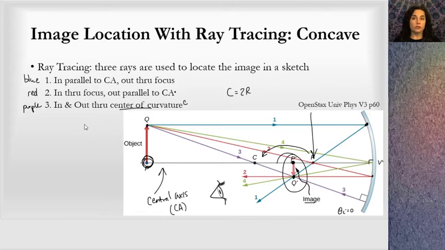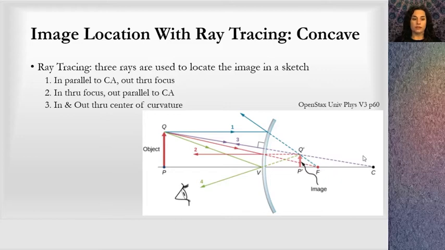These 3 rays are going to be the same for the convex lens, but because the focus and the center of curvature are behind the mirror rather than in front of it, we're going to have different rays going in and out. And so number 1 is still the blue ray. It goes in parallel and then out through the focus. Notice it will diverge off this mirror, and I'm going to trace the ray back. I'm going to extend the light ray behind the mirror to the focus. And you're seeing here that it will create that image.